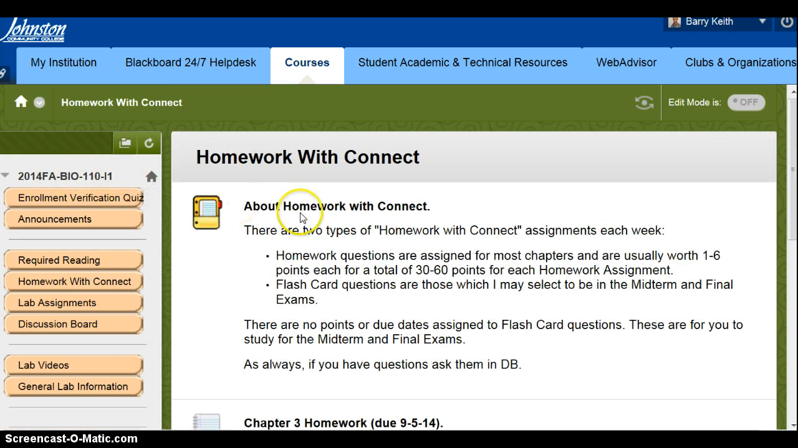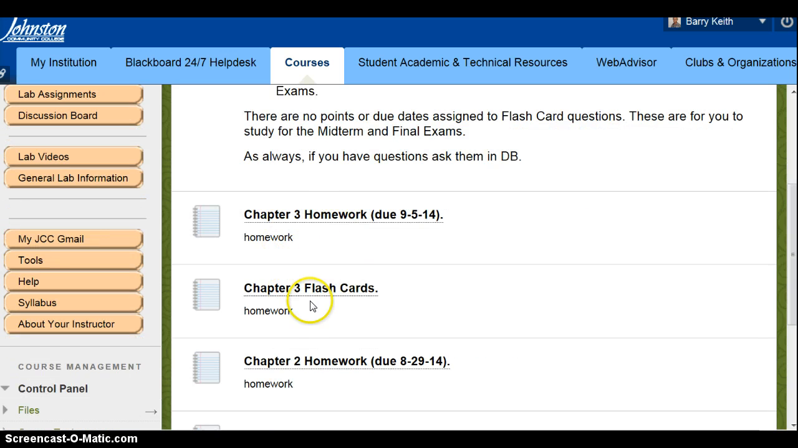You also have in your homework with Connect at the top here, as new homework comes in, then it's going to move to the top of the list. So now we have chapter 3 homework, which is also due at the end of next week. And we also have chapter 3 flashcards, and you remember what the value of homework is and the value of flashcards would be also. So there is new homework. This chapter 2 homework is going to be taken offline and made unavailable after this date. So you need to be working on this homework if you have not already completed it.